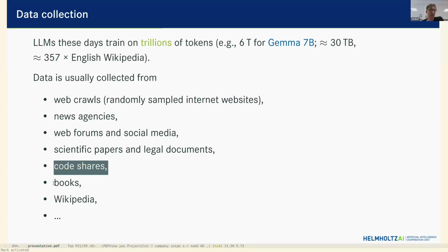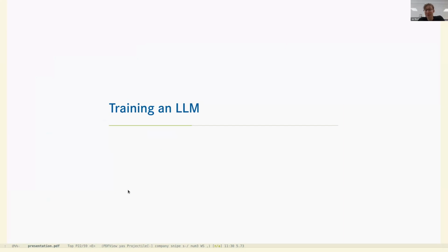Or we give the model books to look at, which are, of course, very nicely edited and usually very well written. And of course, a standard source to consider is Wikipedia. It's usually high quality text, and also very factual, is what we like to say. But really, the sky's the limit here. Whatever you can think of, if you can collect it and use it, then you are good to go with the training of LLMs. And that's exactly what we're going to do now.